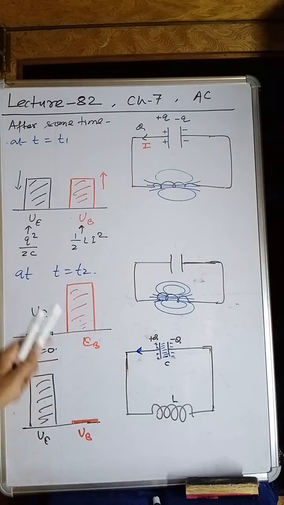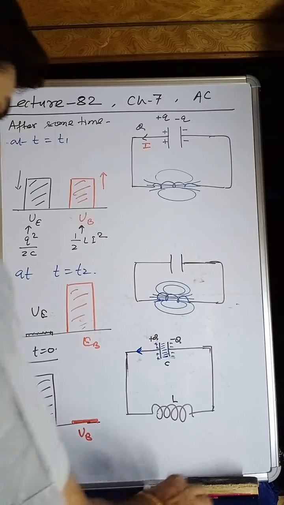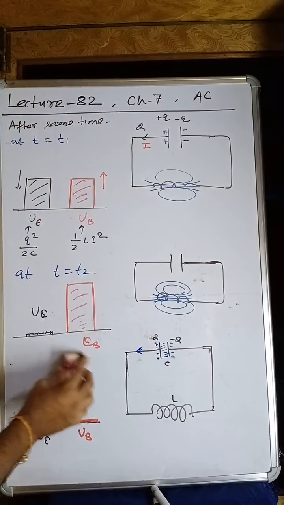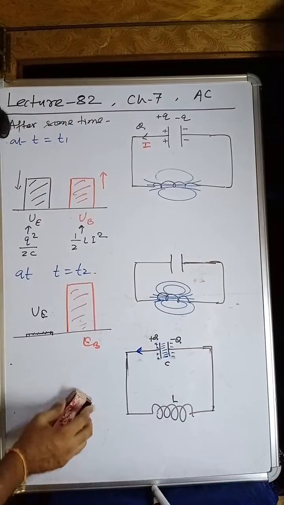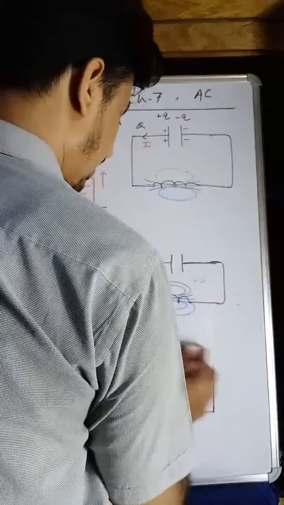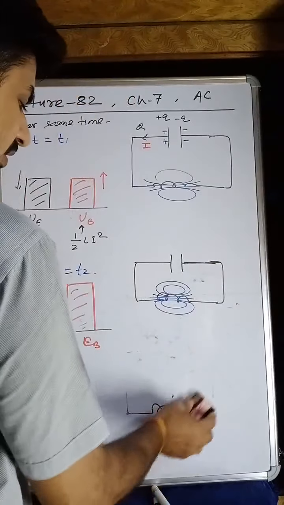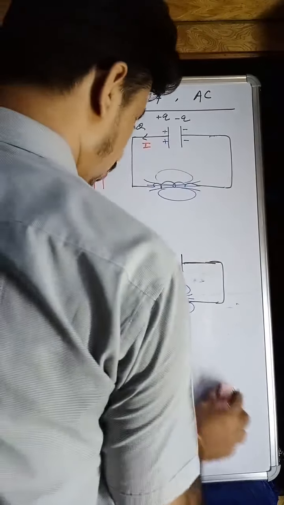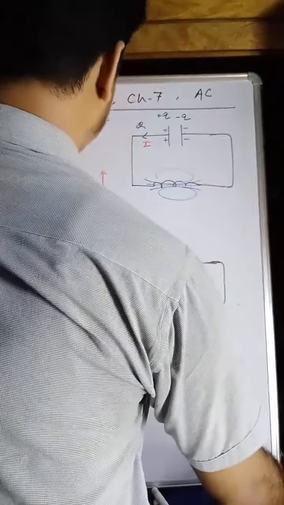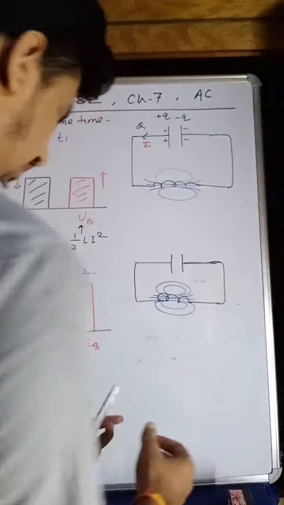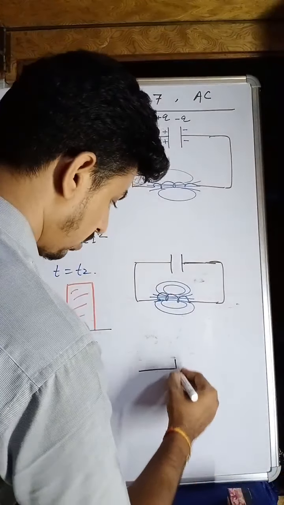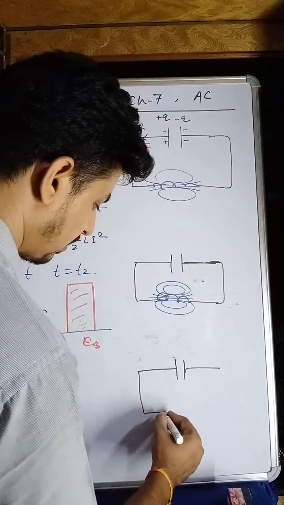Now what will happen, my dear students? Now this energy actually starts oscillating. When it reaches the maximum current, the inductor will start opposing the flow of current. Now in this case, you can see this capacitor and inductor.